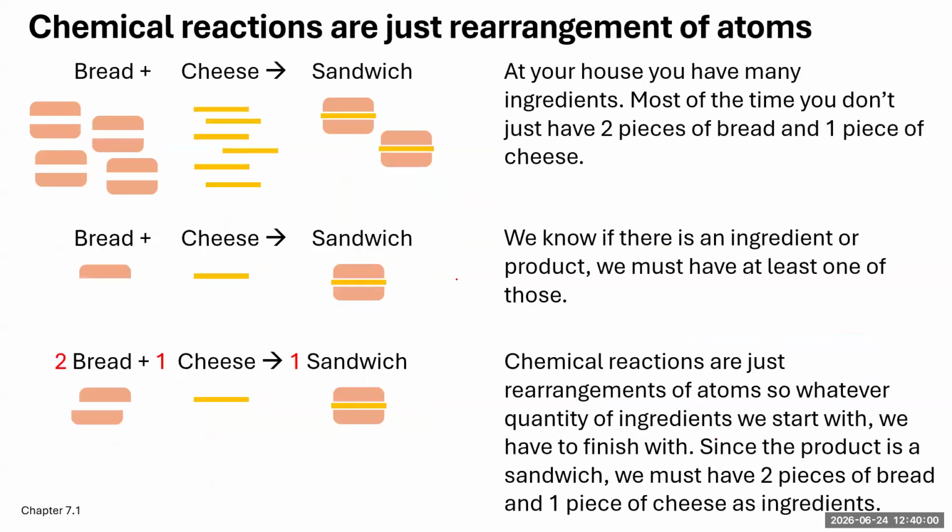All right. Chemical reactions, just rearrangements of atoms, right? So let's say you go to build a sandwich at your house. Here at your house, you have many ingredients. You don't just have one piece of cheese and two pieces of bread, right? You have maybe a half loaf sitting there. You got those end pieces no one wants to eat.